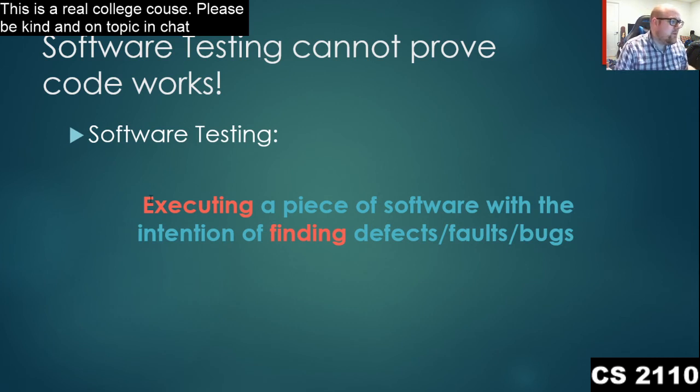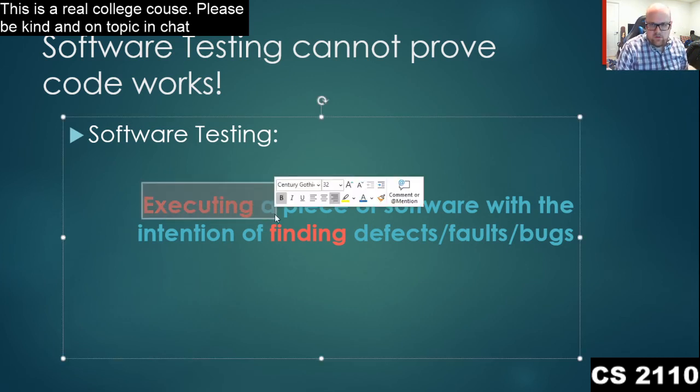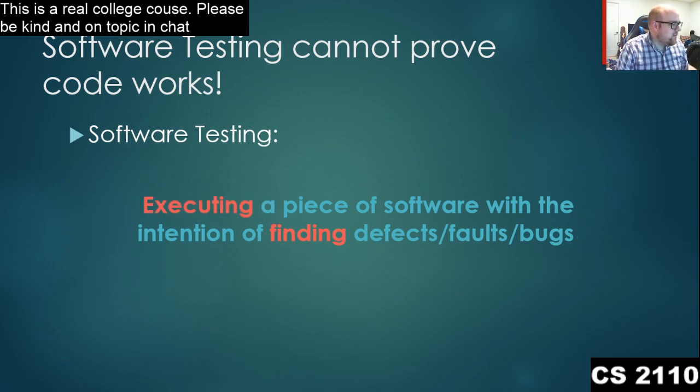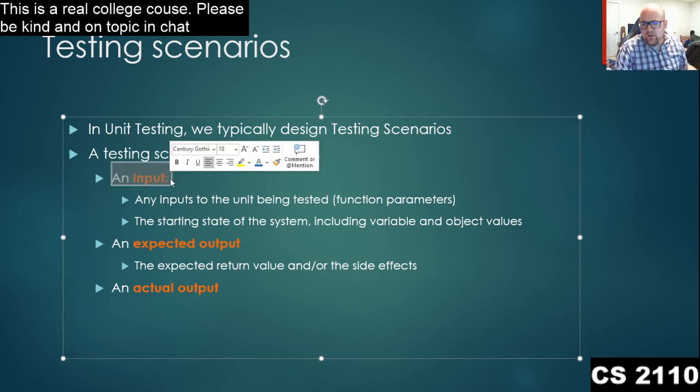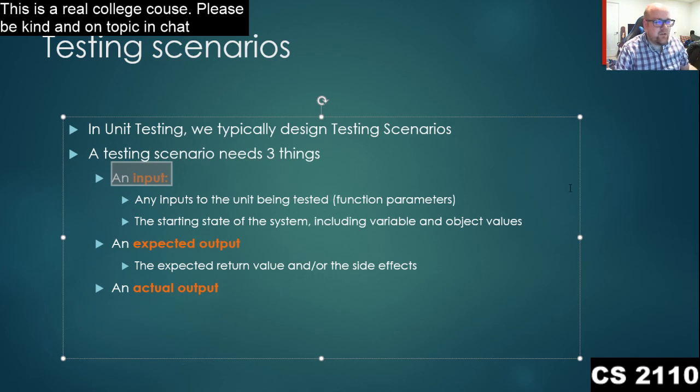So how do we execute our system? Well, we execute our system by designing a testing scenario, and that scenario is we have an input, whether that's inputs to a function or whether that is the state of a system. For example, the state of certain variables, and we'll get to examples of that later. Or whether that is any other features. So some input, then we have an expected output.